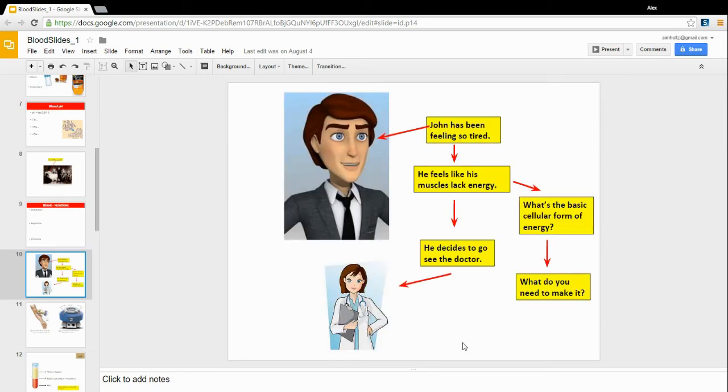So, got a little story about a man named John here. And he's really tired. He feels like his muscles lack energy. And of course, you know the basic cellular form of energy is ATP. So he decides to go to see a doctor. There she is, and she's going to check him out. Now, in order to make ATP, what do we need? Well, we need some chemical form of energy. We need perhaps some glucose. We need perhaps some oxygen. And John gets some blood drawn.